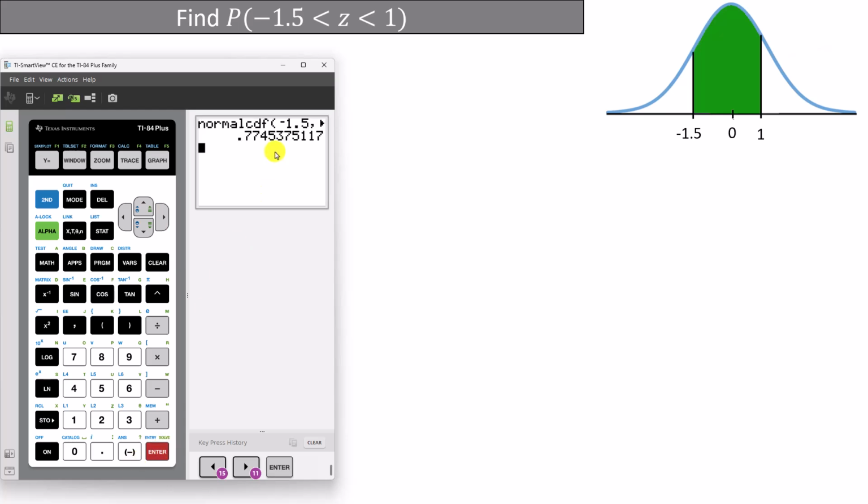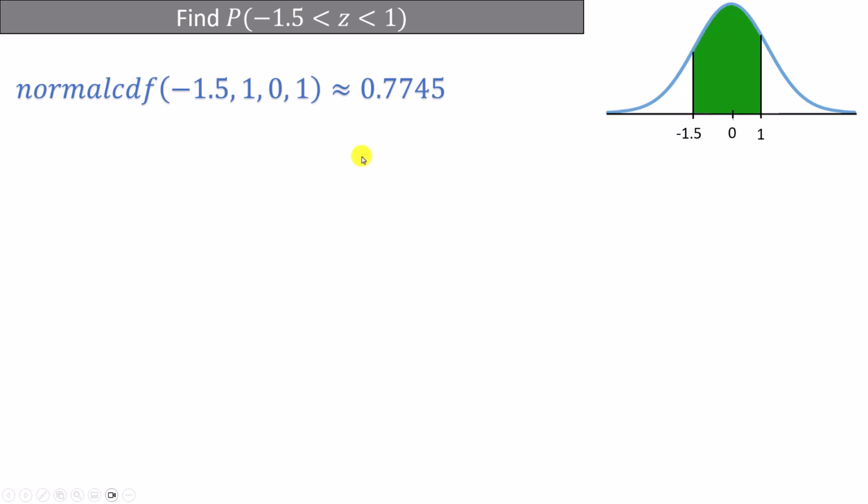Once you press enter, you will get the answer, which in this case comes to about 0.7745. The probability of sampling a value between 1.5 standard deviations below the mean, all the way up to 1 standard deviation above the mean, is about 77.45%. This seems logical because we know, based on the empirical rule, that if this number was negative 1 and this number was positive 1, then the answer should be about 68%. So it seems logical that this number would be a little bit larger than that. This probability is also the area between negative 1.5 and 1 on the normal distribution.